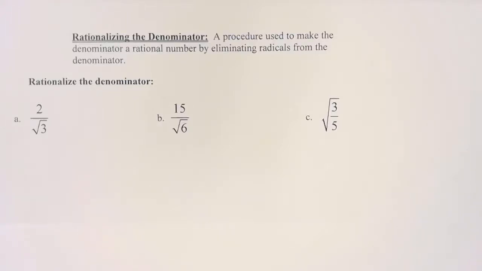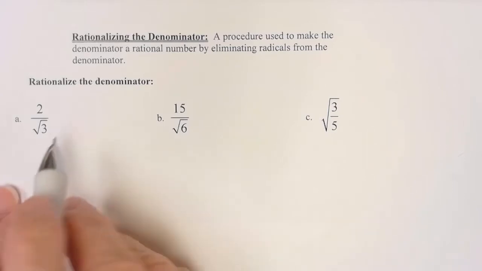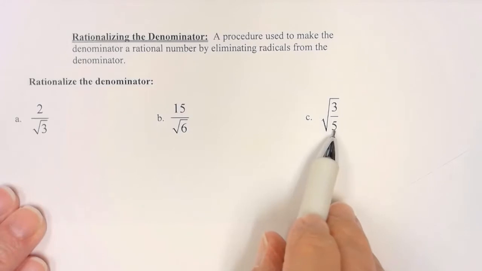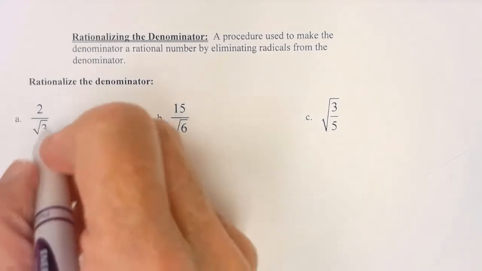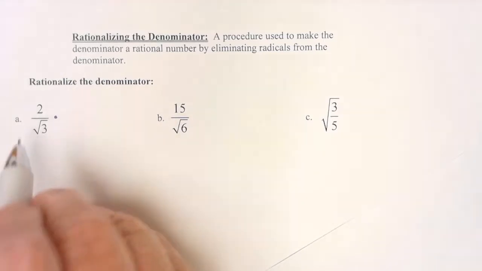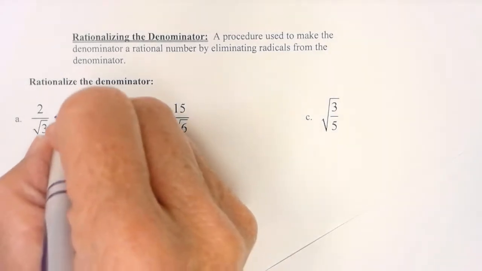Now we're going to rationalize denominators. It's a procedure used to make the denominator a rational number by eliminating radicals from the denominator. No radical allowed. Now, in my first problems here, I do see radicals. There's a radical, square root of 5, in the denominator. So the easiest way is to multiply by the radical, top and bottom.